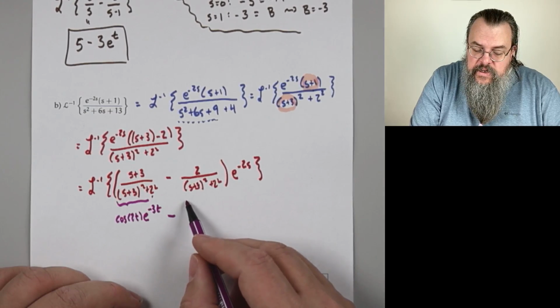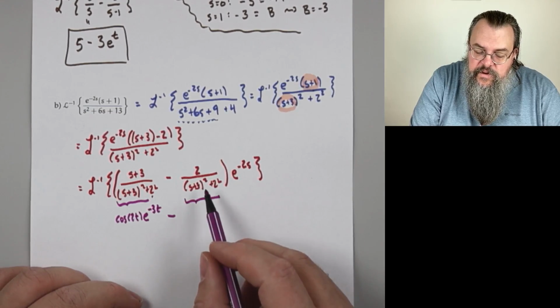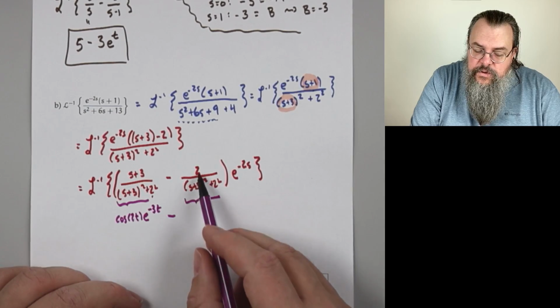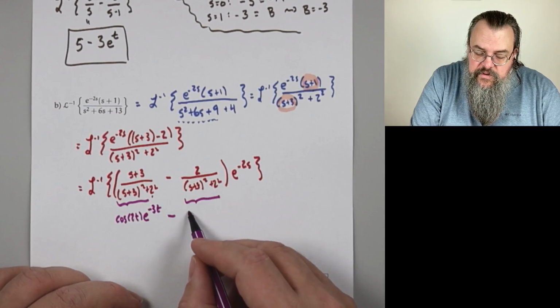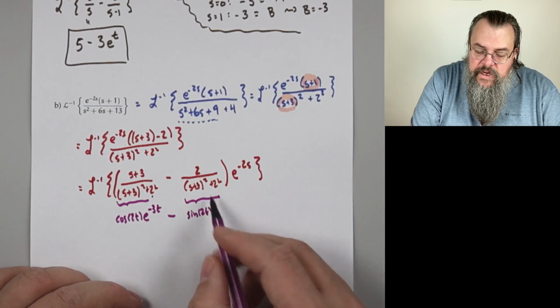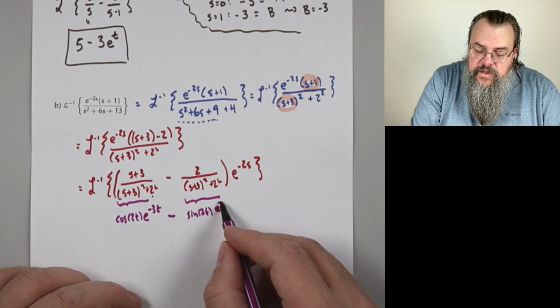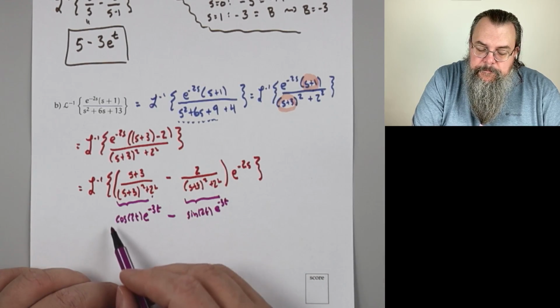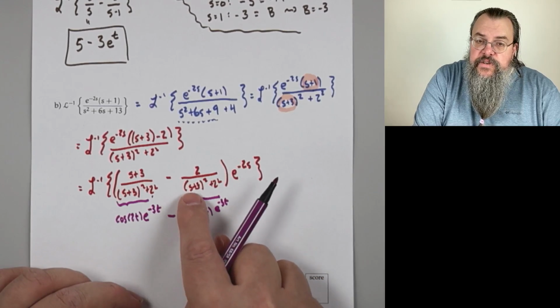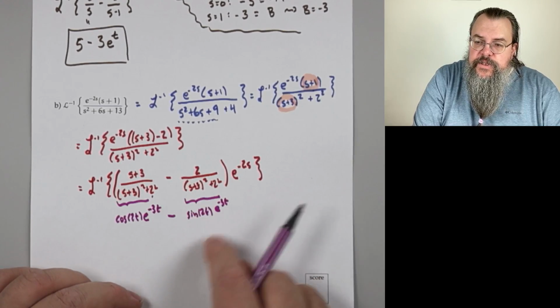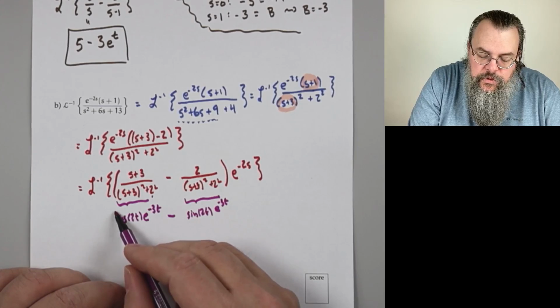Subtract. All right, now this part, very similar process. If there was just 2 over s squared plus 2 squared, it'd be sine of 2t. But then we have this s plus 3, which means e to the minus 3t, because there's a shift. Shift, exponential function. Cool.